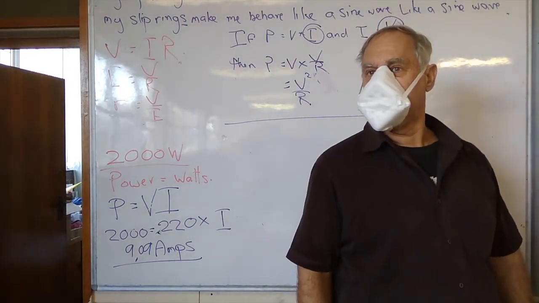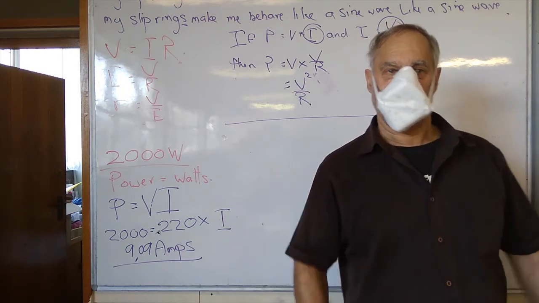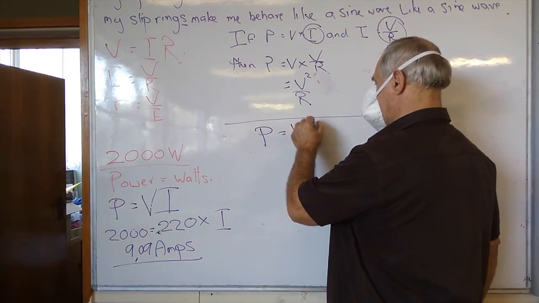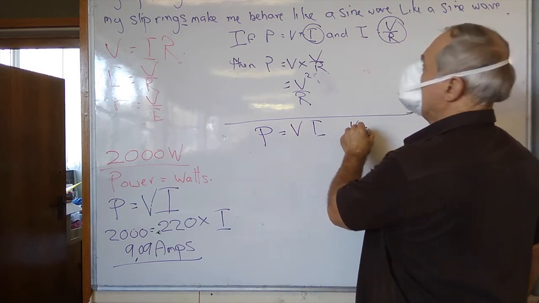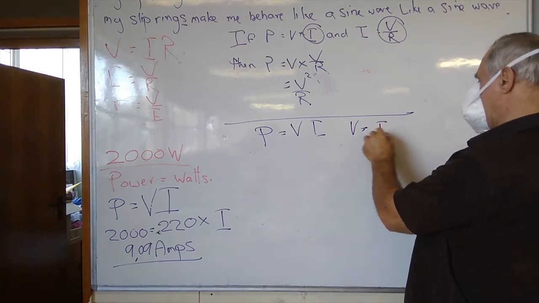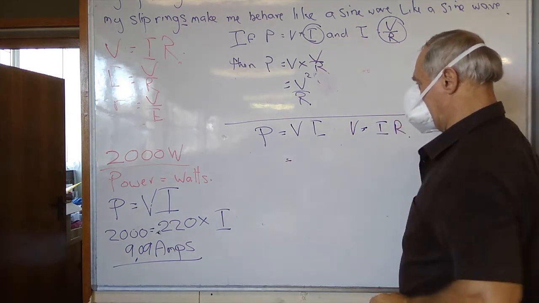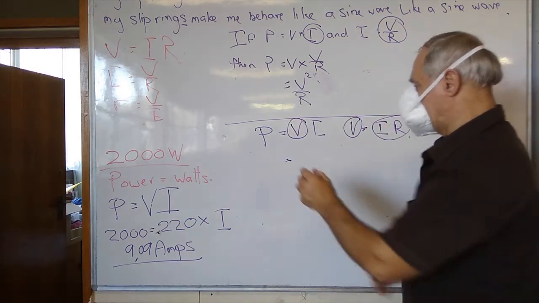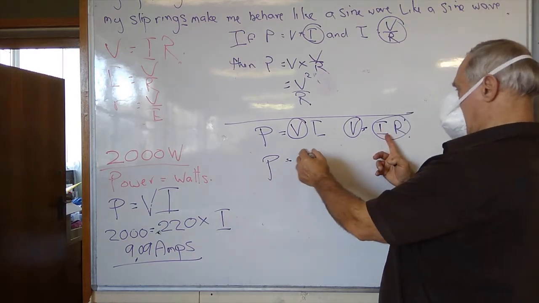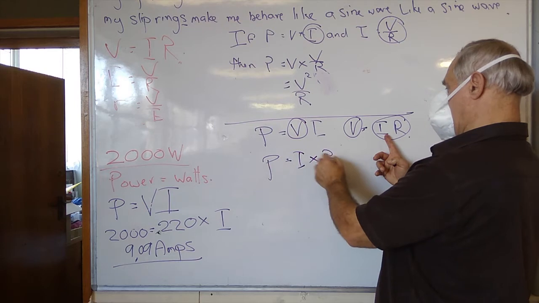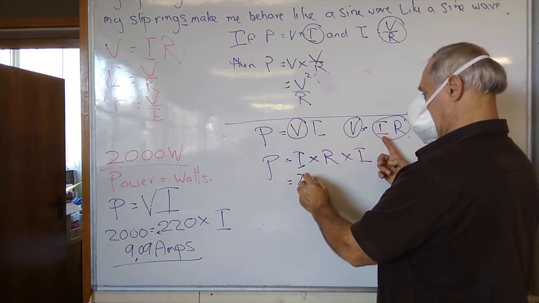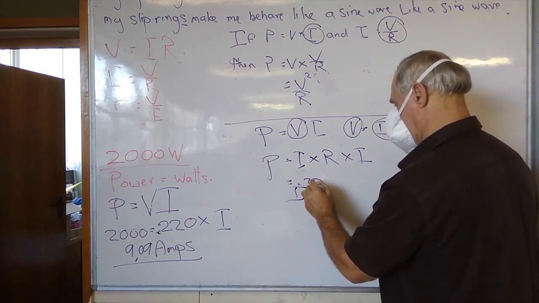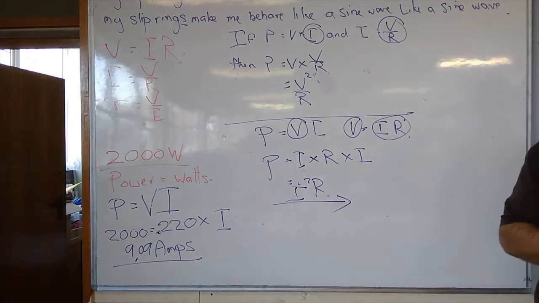Okay, and what's the other one? Power equals volts times amps, but V equals IR. So who's going to do the substitution for me? So what's power also equal to? I times R times I, which is I squared R. So they're going to give you that. On the dot, power is equal to that.